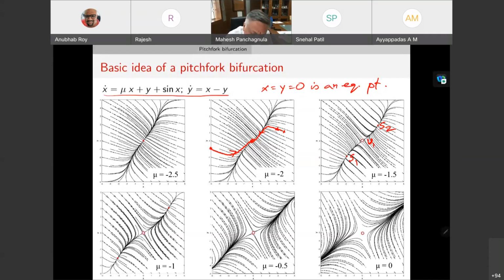So now there is a trajectory here, something that looks like this. If I start to the left of that trajectory, these trajectories evolve towards this condition. If I start to the right, these trajectories evolve towards the other state. Similarly on this side.